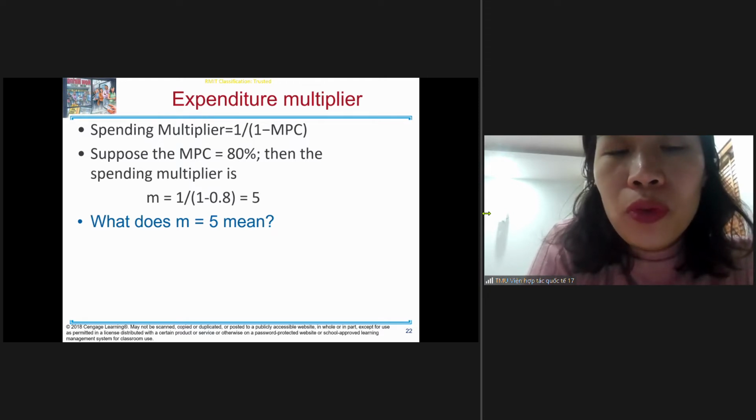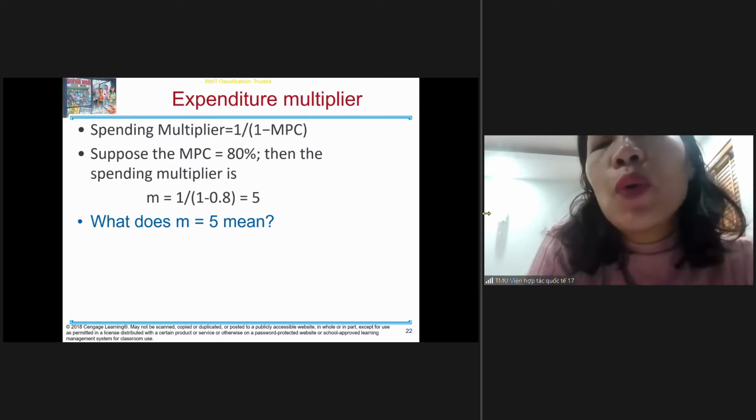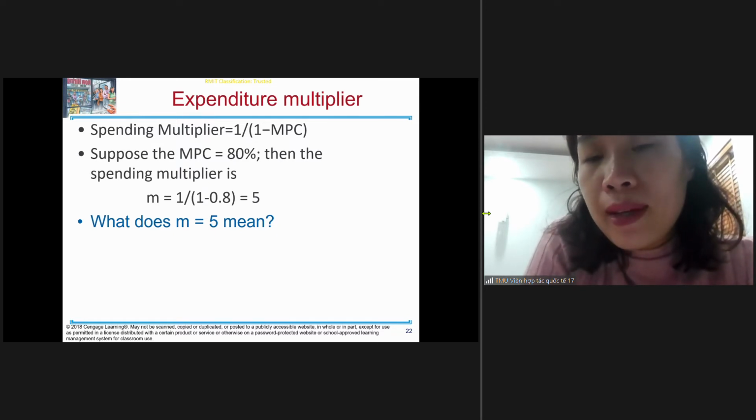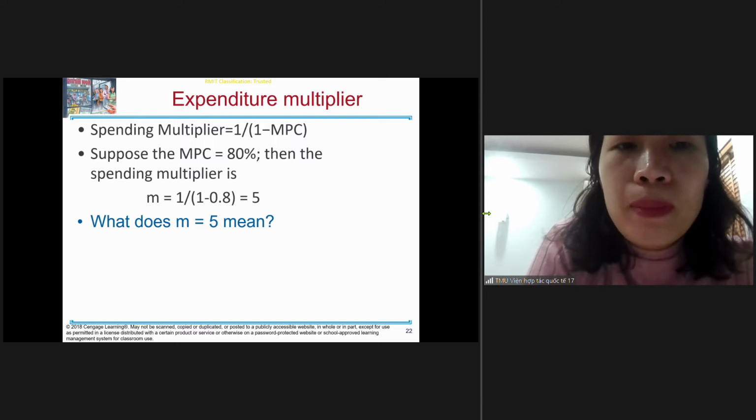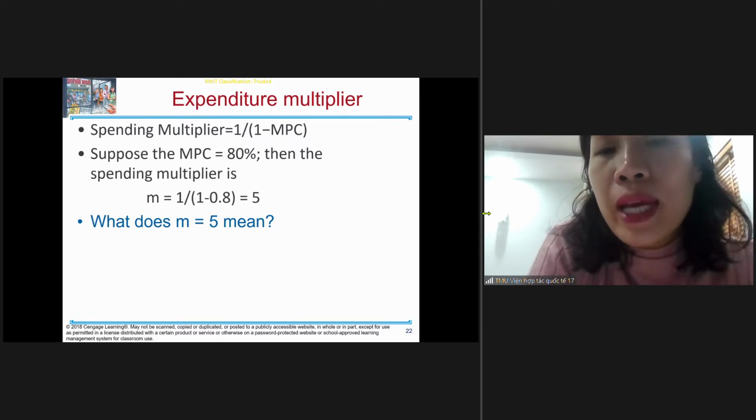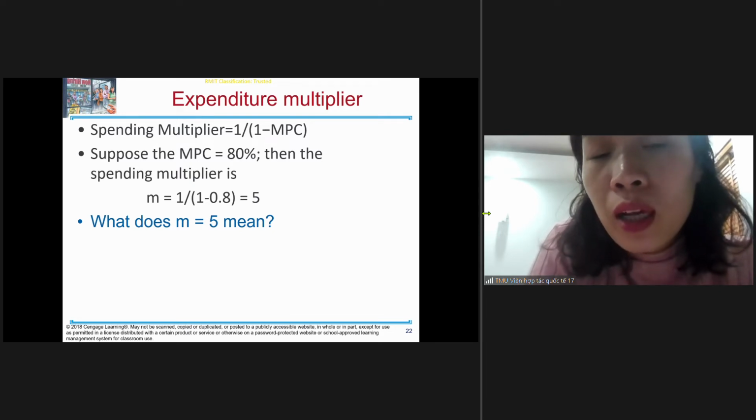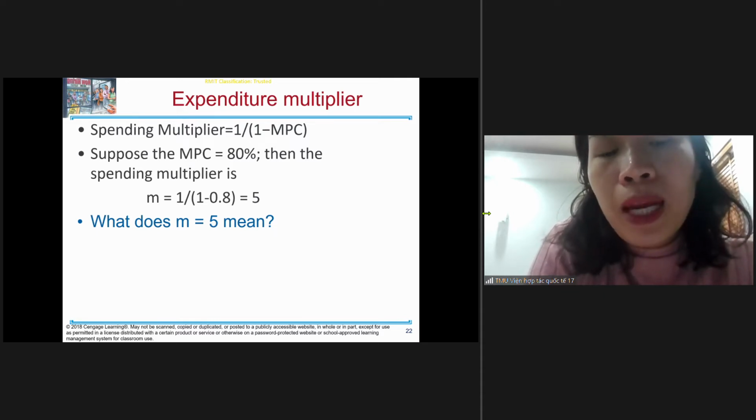Thì công thức, the formula to obtain the multiplier here, it just makes it very simple for you, for an economy where we don't have any tax, we don't have import depending on income. So we have the spending multiplier in a very simple economy equal to 1 divided by 1 minus MPC. So just bear in mind that the formula to calculate the multiplier equals 1 over 1 minus MPC.